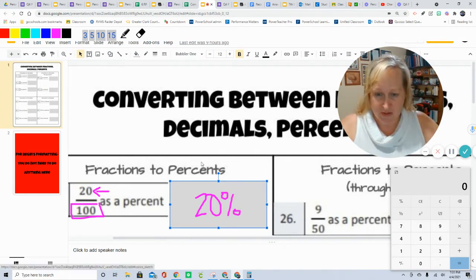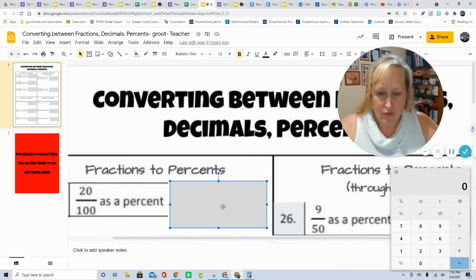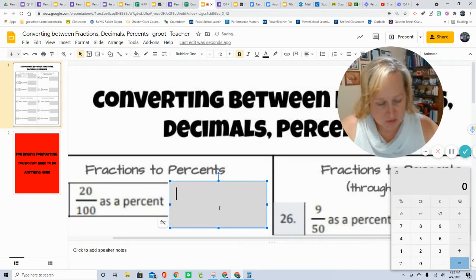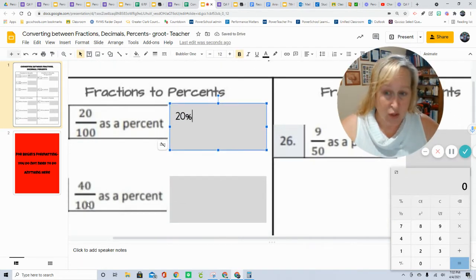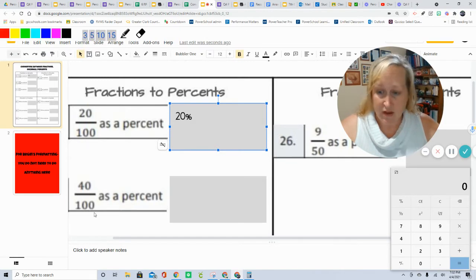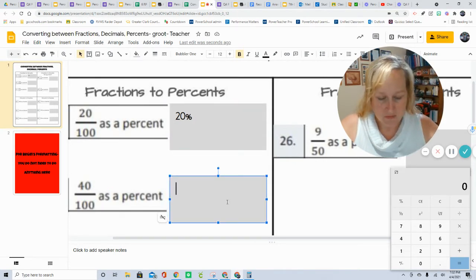So let's do one more to make sure that we get it. I will go ahead and type this answer in here. 20%. So there's the answer to that one. This next one, it is still over 100. As you can tell, it's still over 100. So that means this is 40%. So we'll type that answer in. 40%.